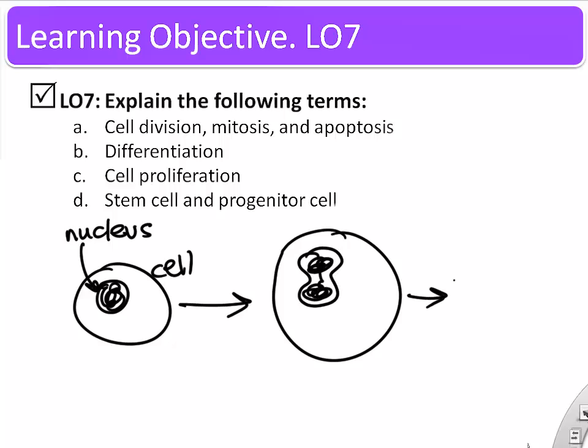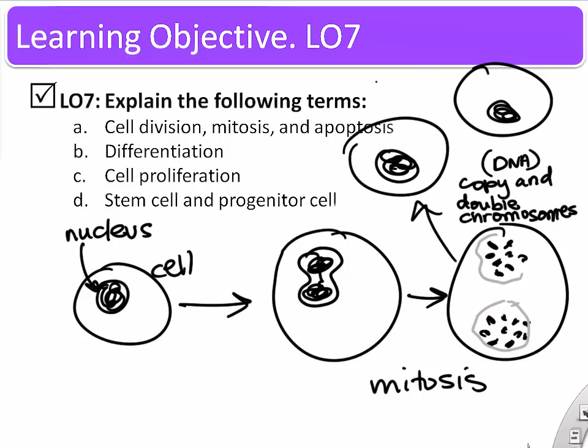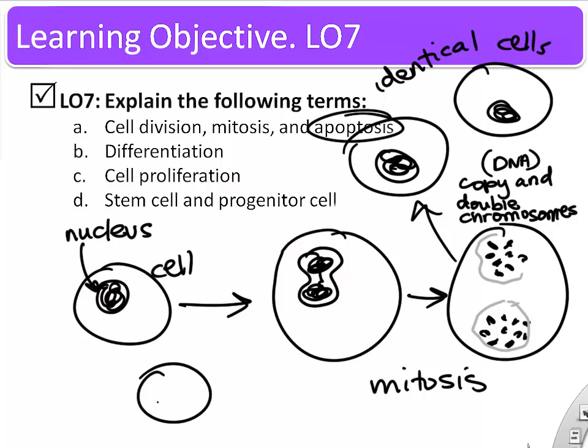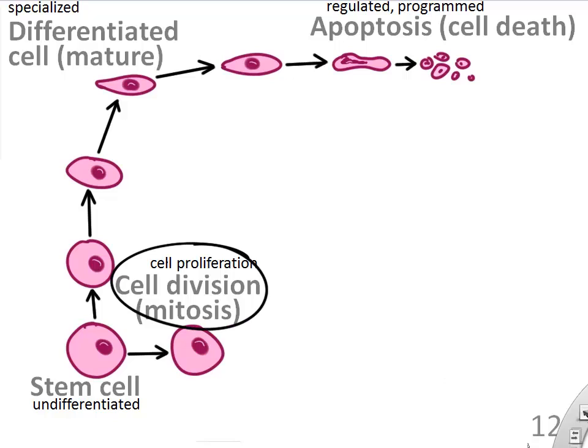So an important part of cell proliferation and cell division is called mitosis. And mitosis is really specifically the doubling of the genetic material and creating two nuclei, a nucleus for each of the new cells you're going to make. So the cool thing about cell division and mitosis is we get two identical cells and all the same genetic material. When cells get sort of old and sick, they undergo cell death, which we call apoptosis.